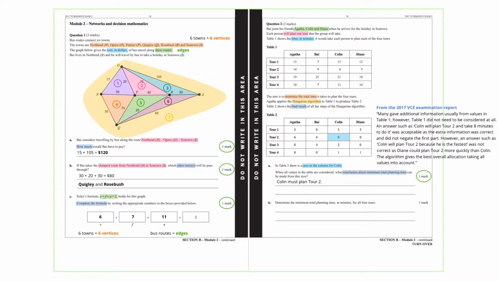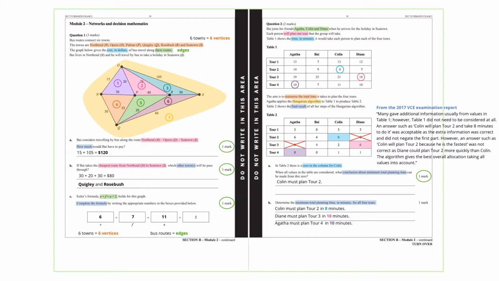Part B. Determine the minimum total planning time in minutes for all four tours. So we know that Colin must plan tour two. He is going to do this in 8 minutes. Now we can cross out Diane for tour two, and she's going to plan tour three. She's going to do this in 18 minutes. Because of this, we can cross out Agatha for tour three. So Agatha is going to plan tour four. She's going to do this in 10 minutes.